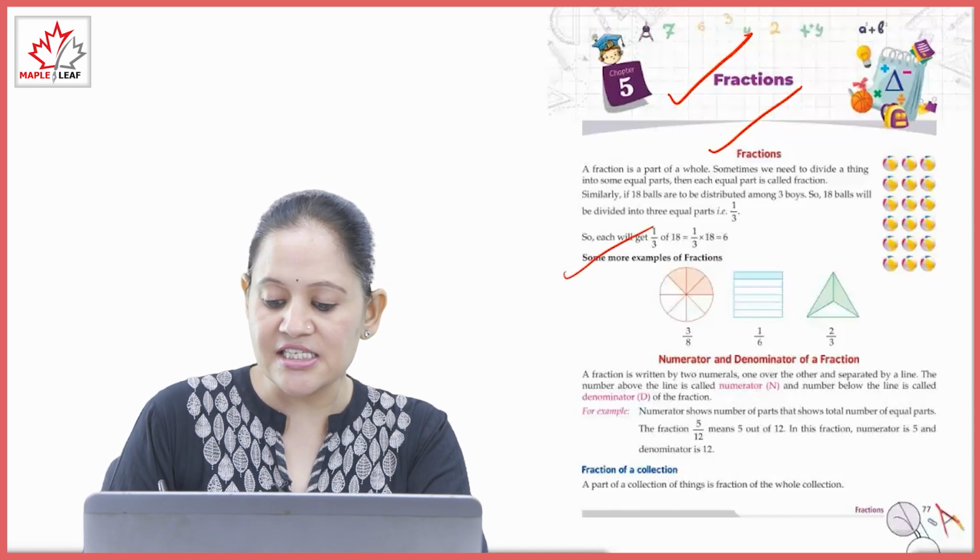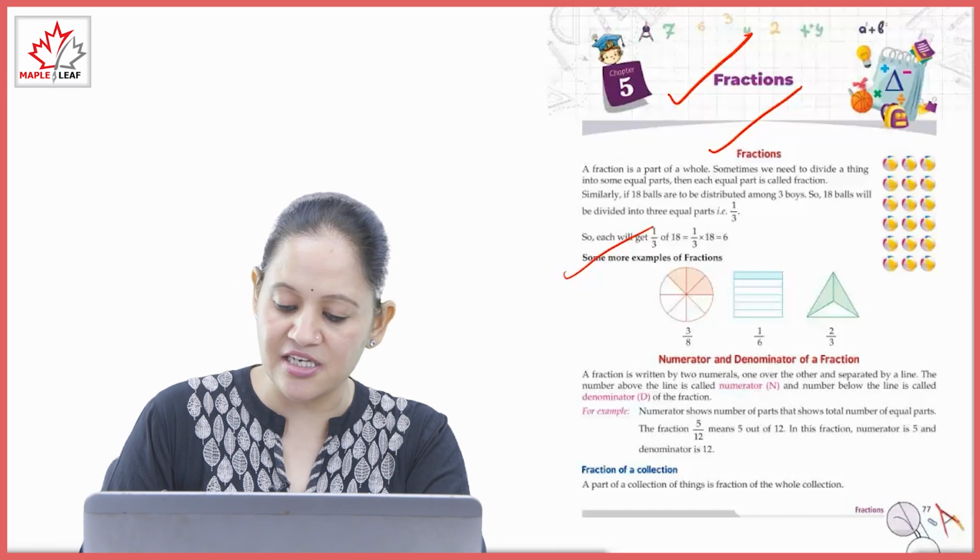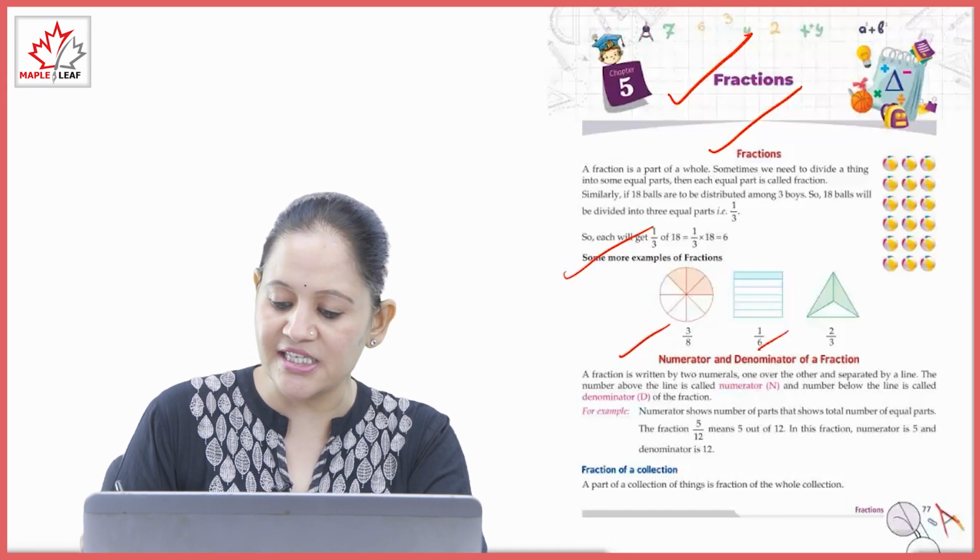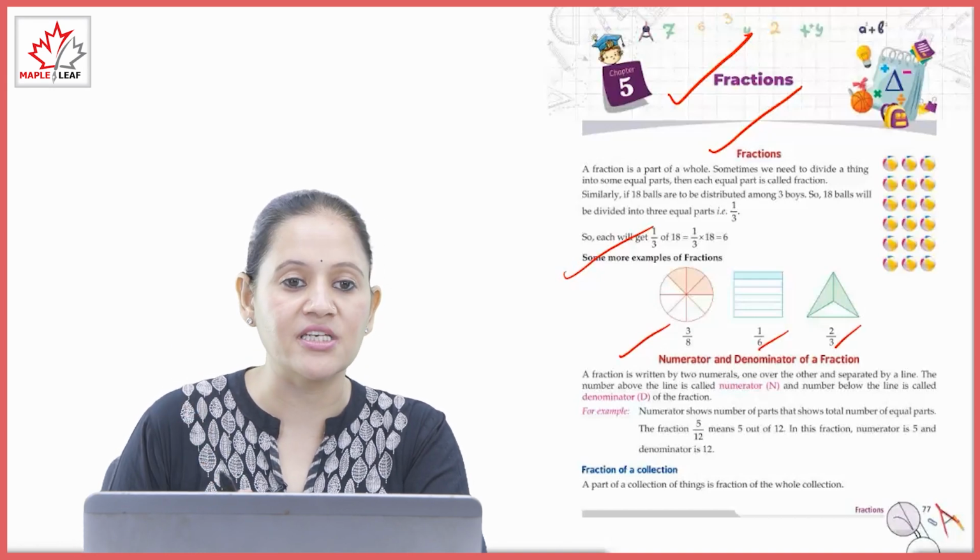This is divided into 8 equal parts. Out of that 3 are shaded, so it will represent 3 by 8. It will represent 1 by 6 and it represent 2 by 3.